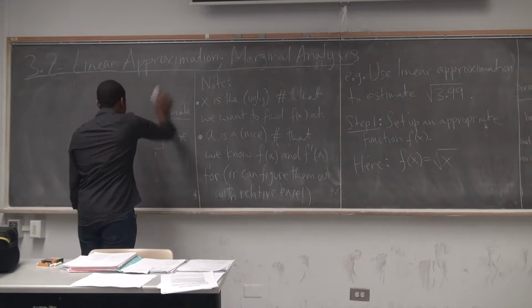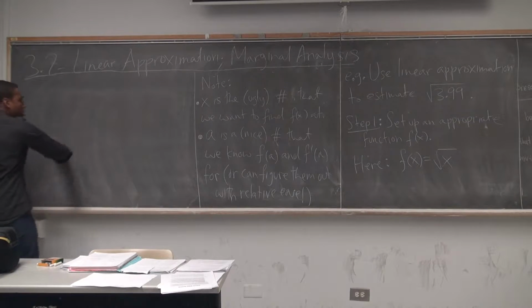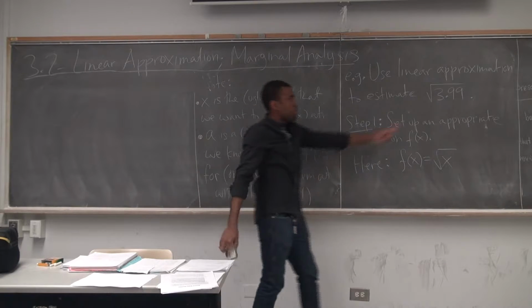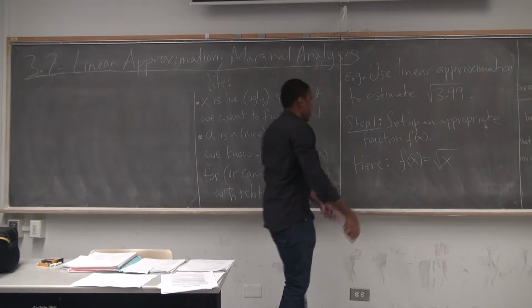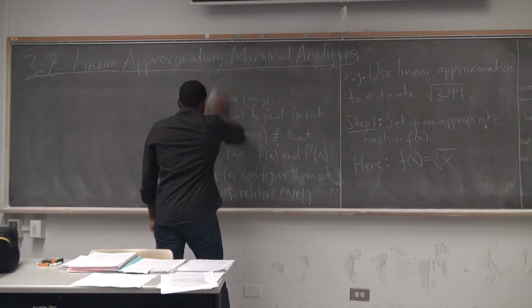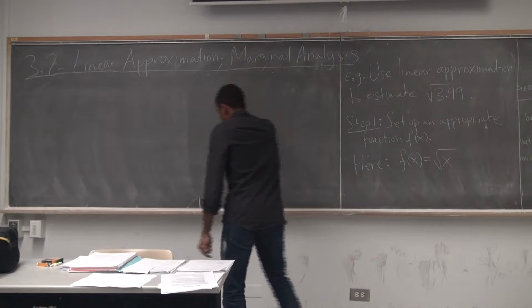Now, obviously, our x value here is 3.99. That's what we want to figure out the output for. So that's kind of an ugly number. It would be much nicer if it was a 4, right? 3.99 is kind of ugly. If it was a 4, we'd be done. We didn't have to do anything. So that's the first thing. You set up a function.